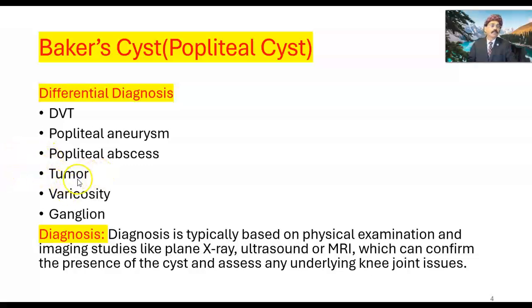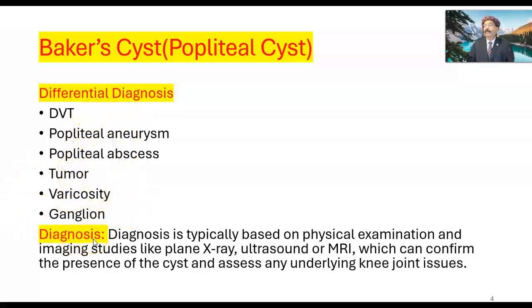Tumor. Varicosity: the vein may be abnormally dilated and maybe partially blocked, that is varicosity, and its course is very zigzag. Okay, ganglion, again an extension of the synovial fluid. So they all form the differential diagnosis.